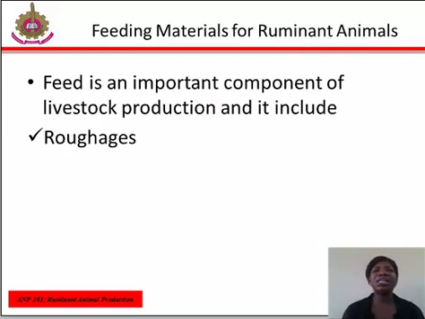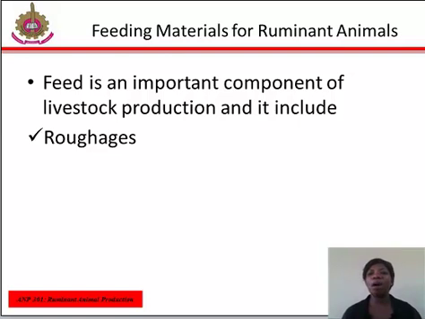Feed is an important component of livestock production, and it includes roughages. Roughages are made up of grasses and legumes. There are two types of roughages based on their moisture content. They are dry roughages and succulent roughages. Dry roughages have about 10 to 15% moisture, and these include hay, dry standing grass, and straw.